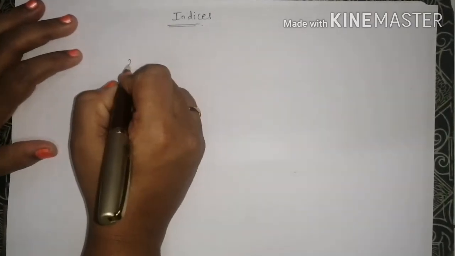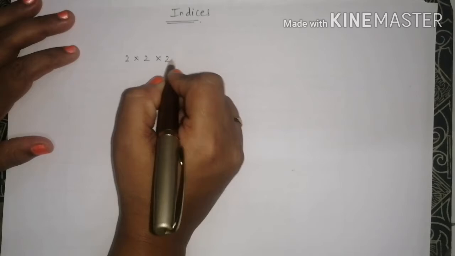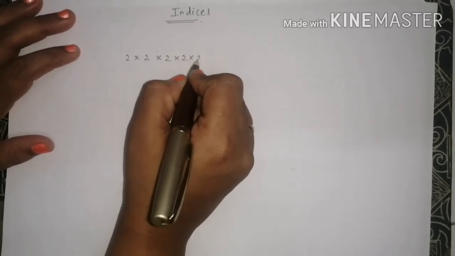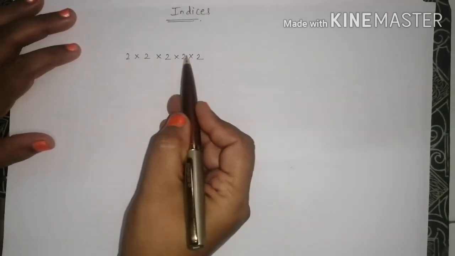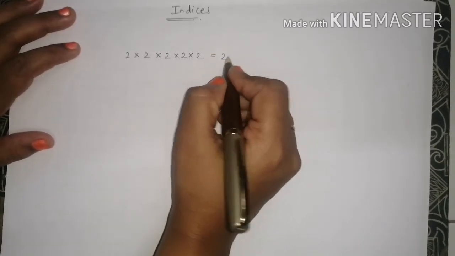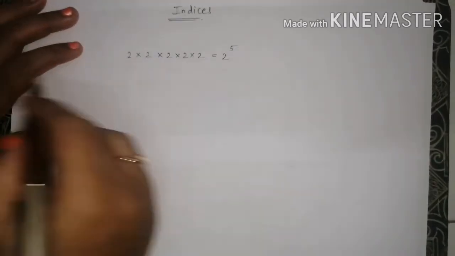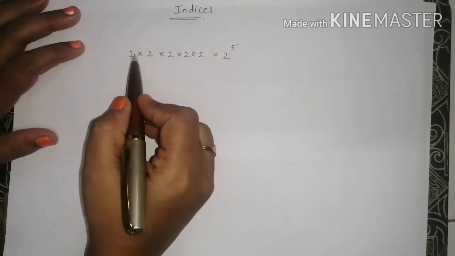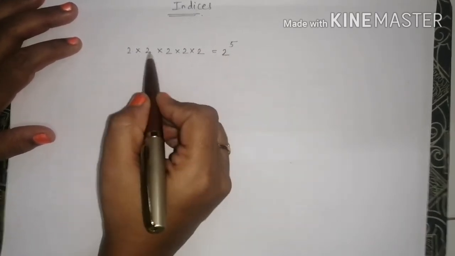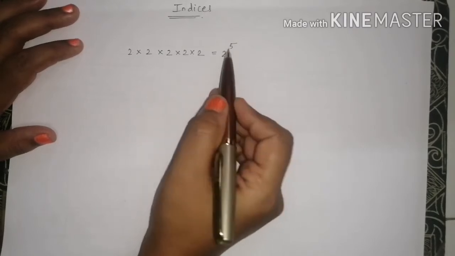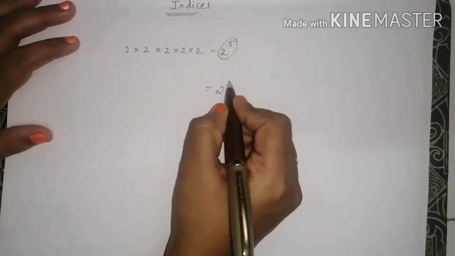Suppose I am writing the number 2 as 2 multiplied by 2, 2 multiplied by 2, 2 multiplied by 2. How many times is it? 1, 2, 3, 4, 5. So I can write this as 2 raised to 5, because I have multiplied 2 five times. So I have written this number in this form, that is 2 raised to 5.